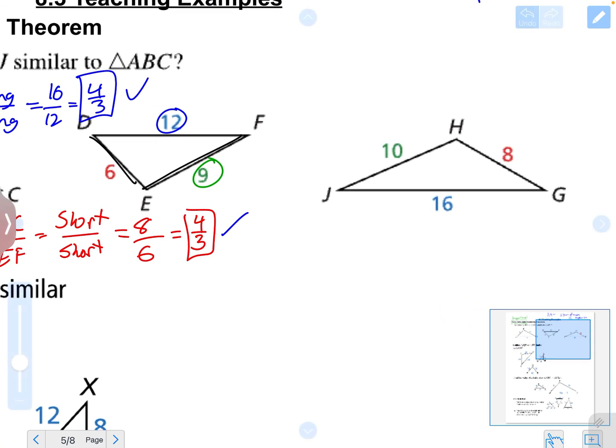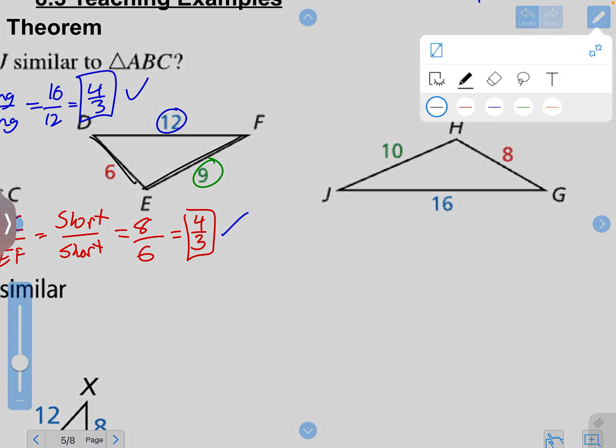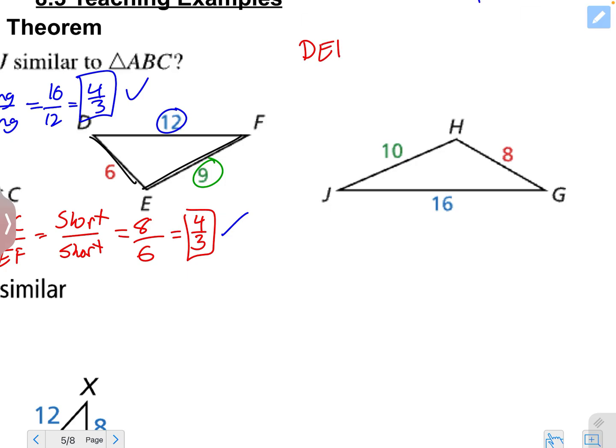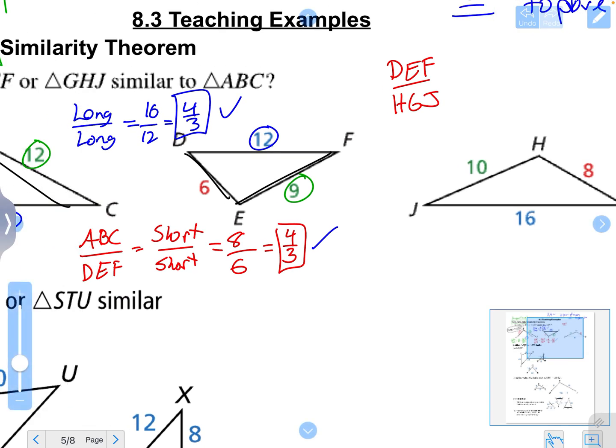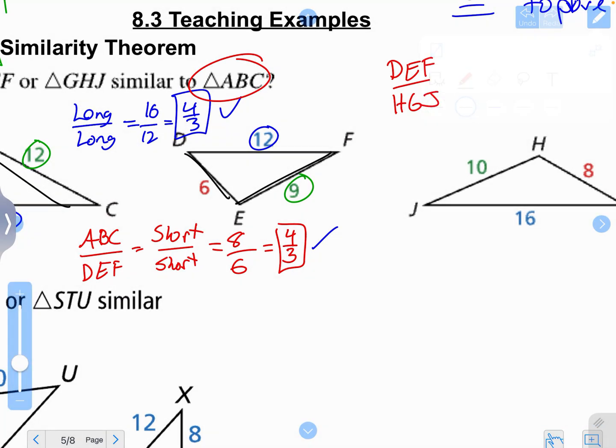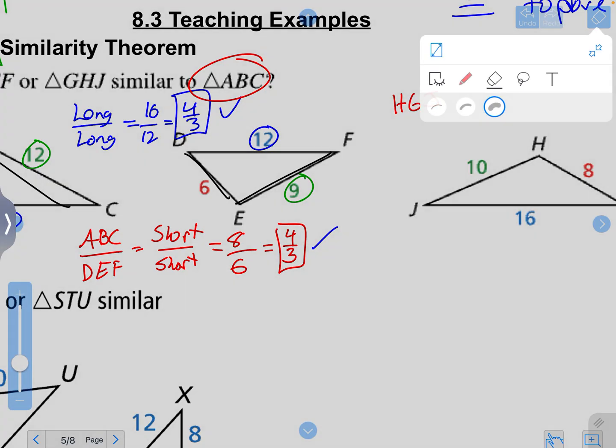Now I'm going to look at these two triangles. Again, I'm going to go DEF over HGJ. Actually, no, wait, it wants me to look at ABC. So I'm going to go back to ABC. Sorry, guys, I've got to read instructions sometimes.